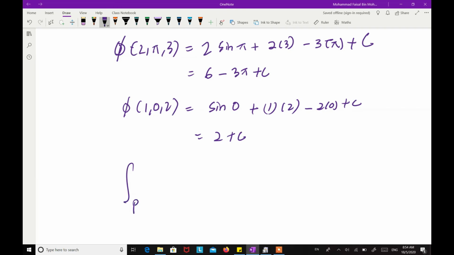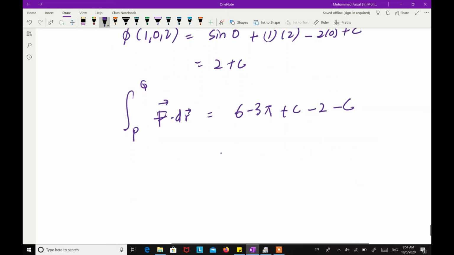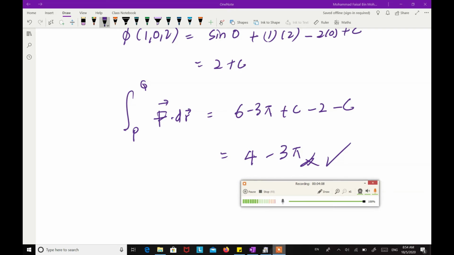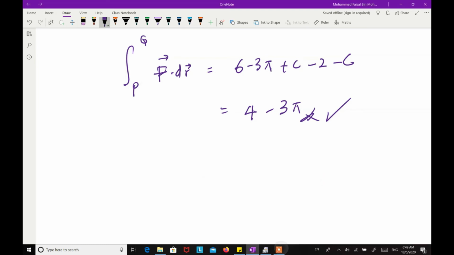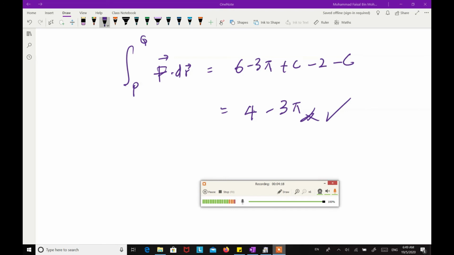So the total work done from P to Q, F dot dr, will be 6 minus 3 pi plus c minus 2 minus c, which is 4 minus 3 pi. Done. So there is an example there. You can do it by yourself.